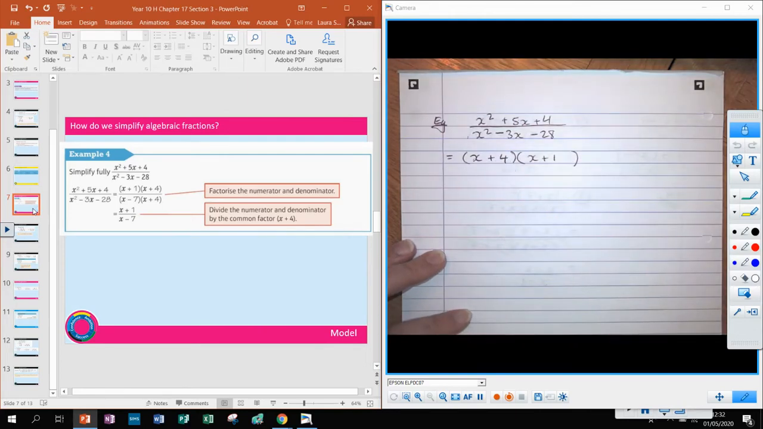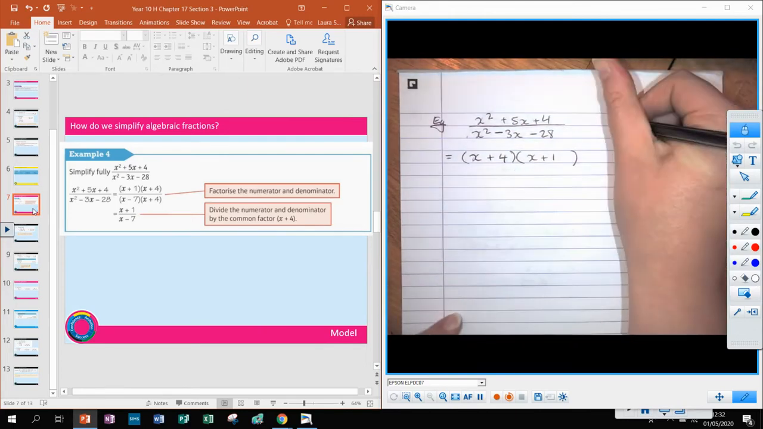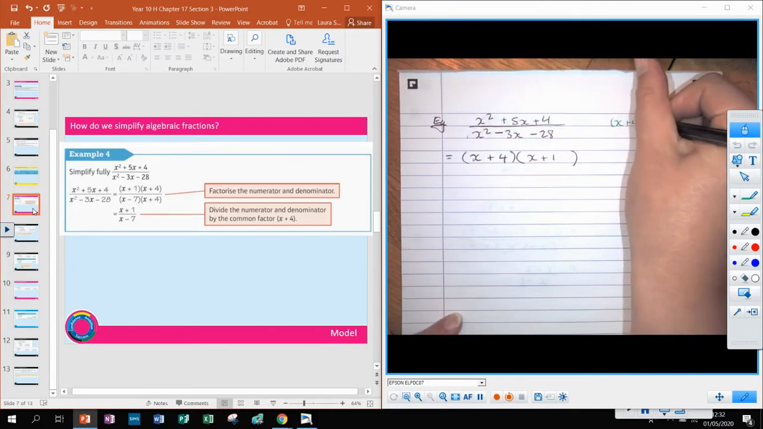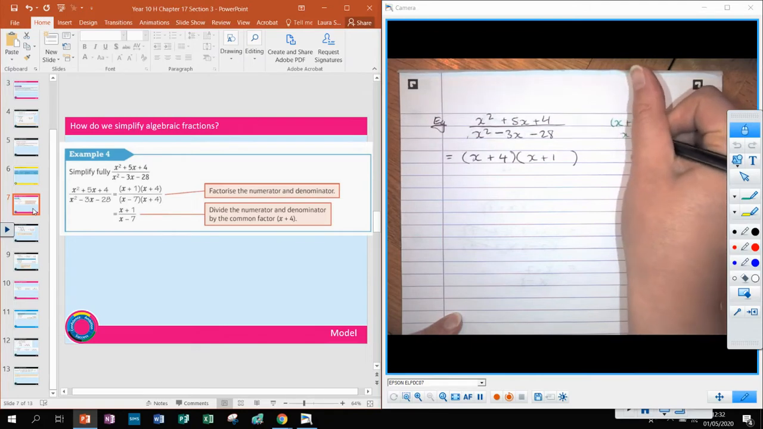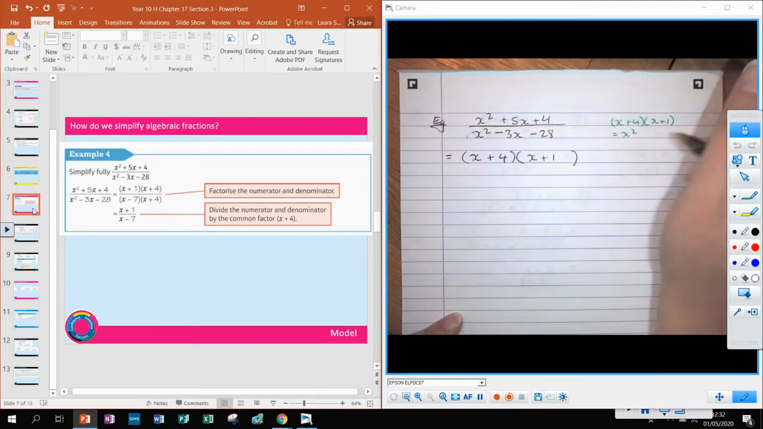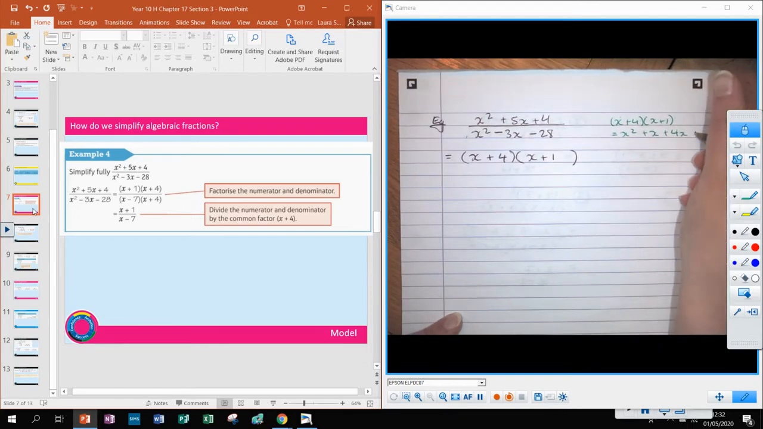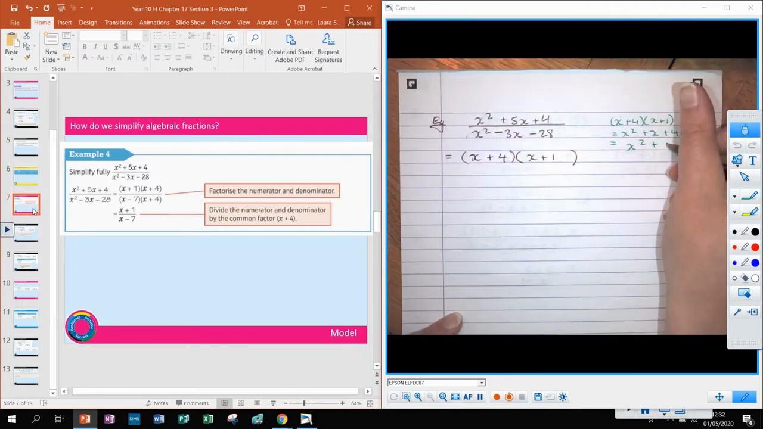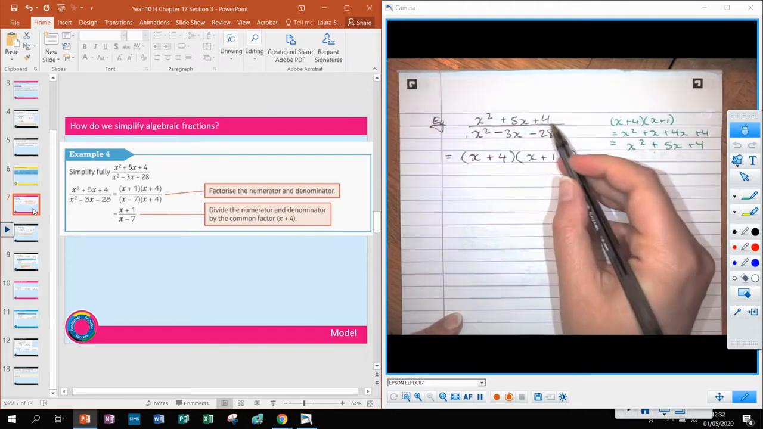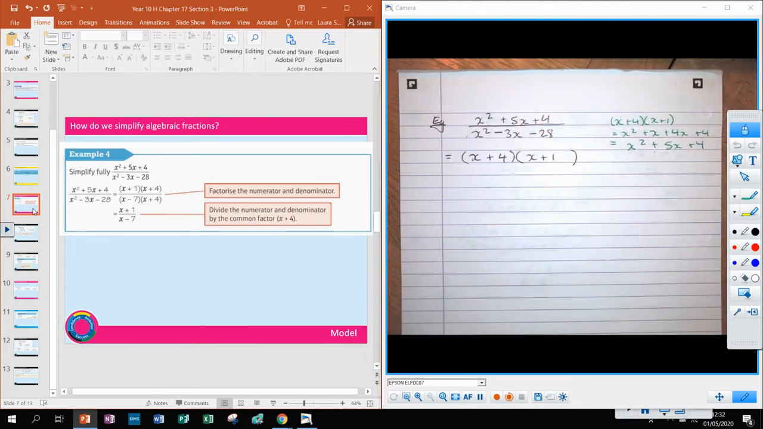If we were to check that and expand those, let's just do that on the side, x plus 4, x plus 1, we'd have x times x, which is x squared. We would have x times 1, which is x, 4 times x, which is 4x, and we would have 4 times 1, which is 4. When we simplify, that gives us x squared plus 5x plus 4, and that is the same as this, so I know I've done it correctly. So it's always a good idea to double check.